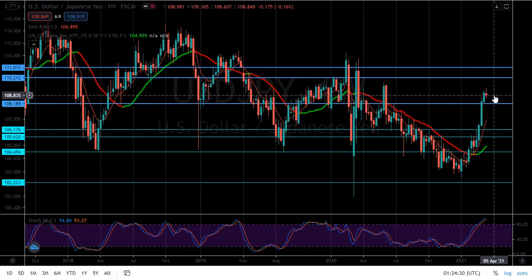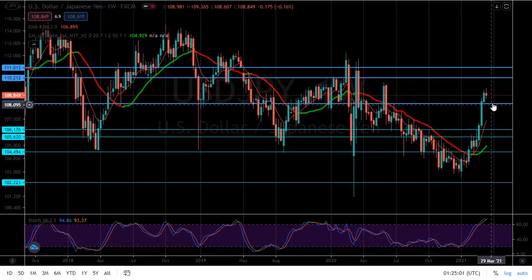For this pair from the weekly time frame, I think we will have to see a retracement back into the 108 handle first of all, and see what the reaction of price will be around that area before we look forward to going higher. If we have a break and close below that, then we'll be looking to see price come into the 106.80 area, if we see price close below the 108 handle.